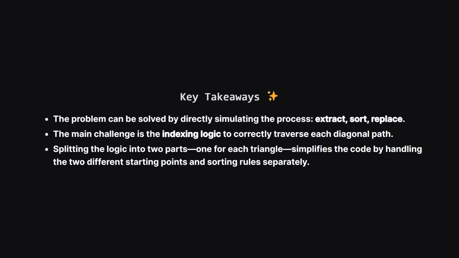Let's recap the main ideas. The best way to solve this was to just do what the problem asked. Find each diagonal, pull its numbers out, sort them, and put them back. The hardest part wasn't the sorting, but figuring out the correct loop structure and index formulas to walk along those diagonal lines. By handling the bottom left and top right sections in two separate dedicated loops, we kept the logic clean and easy to follow.